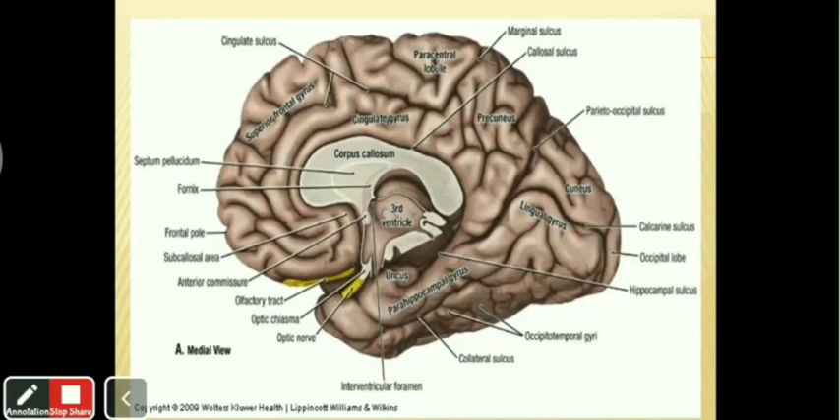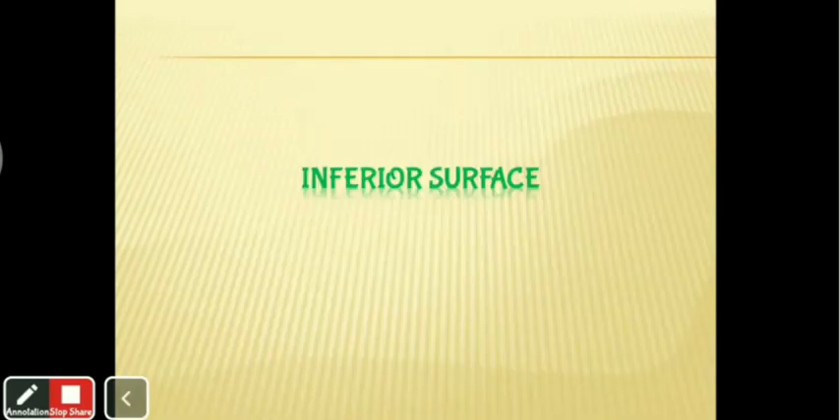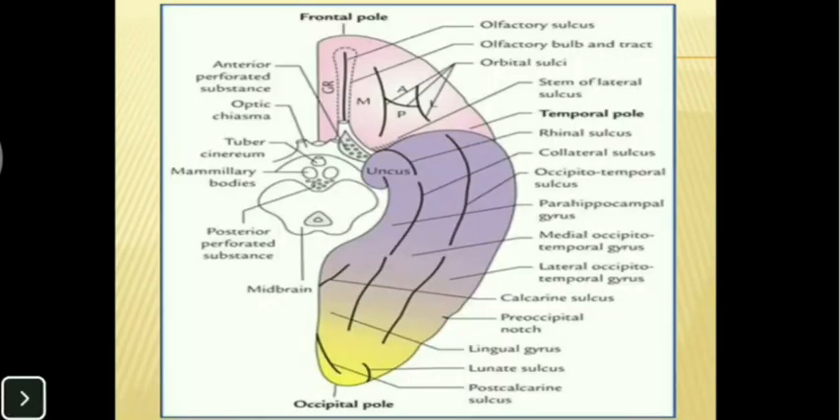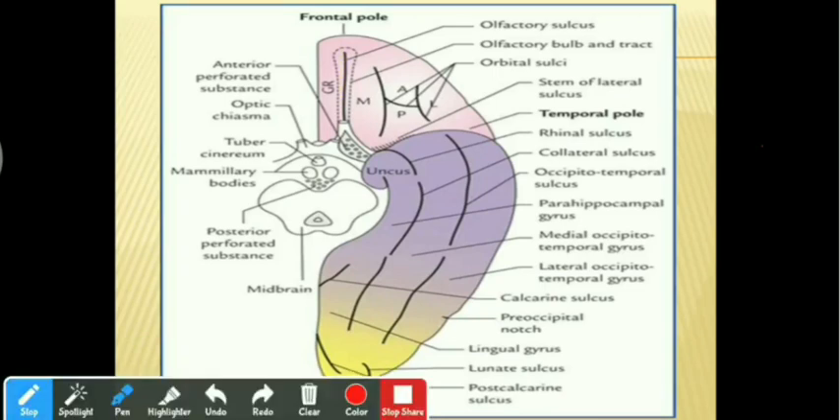And the inferior surface, so these are the sulci present here. Generally the inferior surface is divided into the orbital part and the tentorial part, we know that. And the orbital part has an olfactory sulcus. The olfactory sulcus runs anteroposteriorly to the medial orbital border. So the area medial to this sulcus is called the gyrus rectus. So GR is known as gyrus rectus.